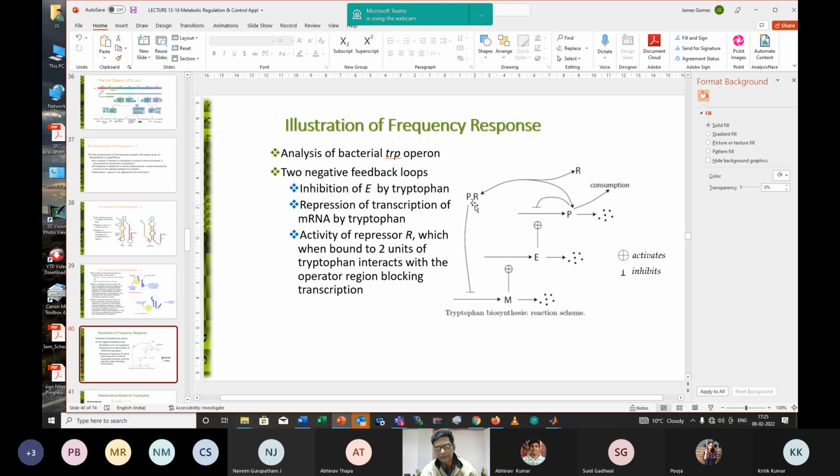And in the forward direction, it will regenerate the receptor and then produce the tryptophan. The tryptophan that has been synthesized here goes out and gets consumed. Okay, so that's the way this scheme is shown. This is the activation, this is the inhibition.